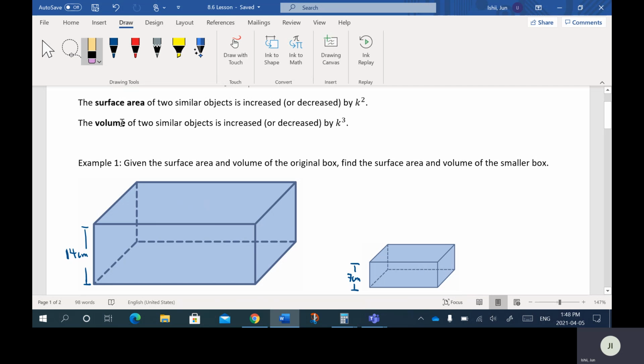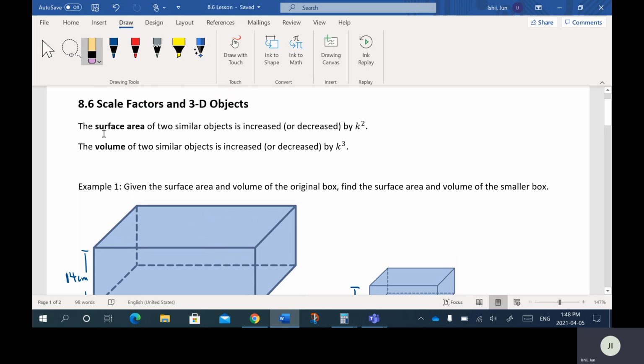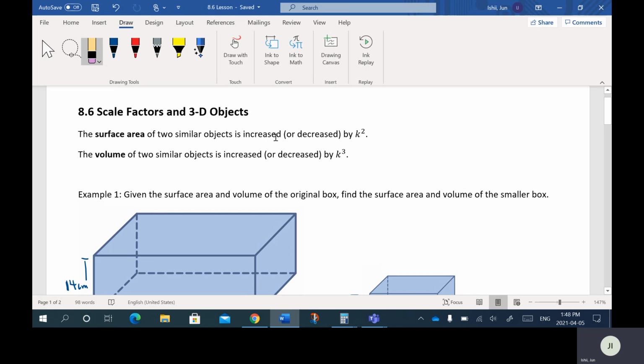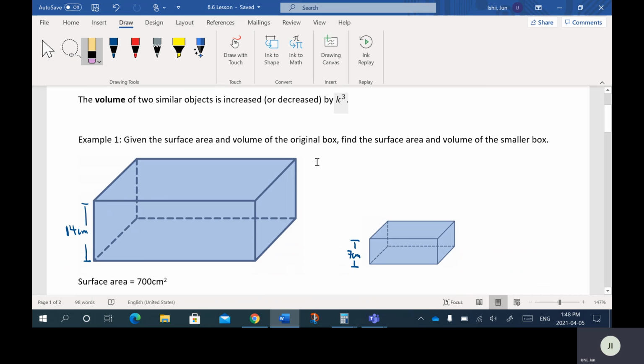The other measurement is volume. It's the amount of space inside. Now, the key takeaway here is that the surface area of two similar objects is increased or decreased by k squared, because it's a two-dimensional measurement. Volume of two similar objects is increased or decreased by k cubed, because volume is a three-dimensional measurement. So the key thing here is surface area k squared, volume k cubed.